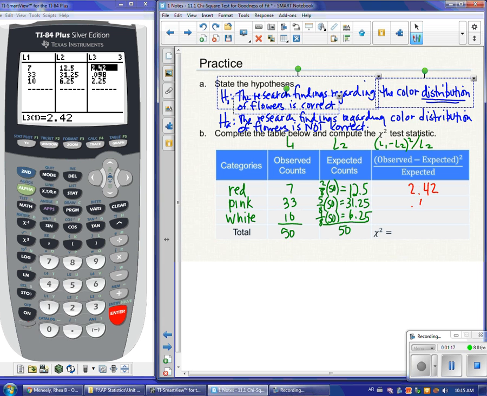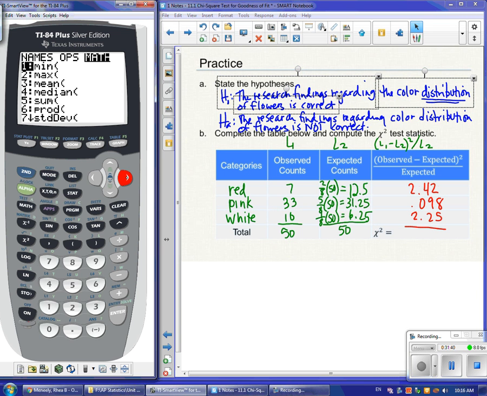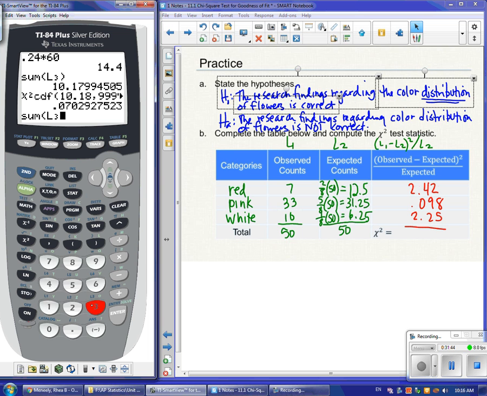I do recommend always writing your expected counts and always writing your chi-square values. If you have a ton of values, I still recommend writing them all down. I know it's tedious. And the next thing we'd want to do is take the sum. So I'm going to do this on my home screen. If I go to second list, over to math, I'm going to take the sum of list 3. And I get 4.768.